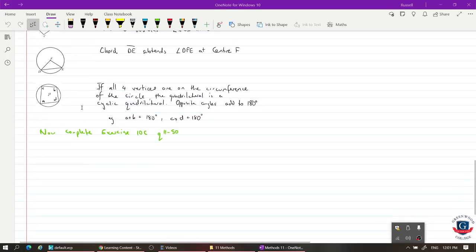A cyclic quadrilateral has some specific properties. It's a quadrilateral inscribed on the inside of a circle. The opposite angles, C and D, and A and B, add up to 180 degrees. And we use that property to solve some problems, especially when we're trying to construct triangles.